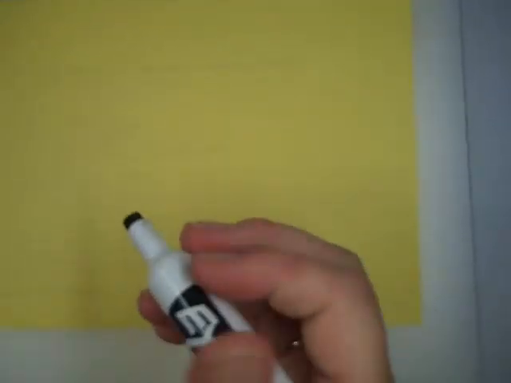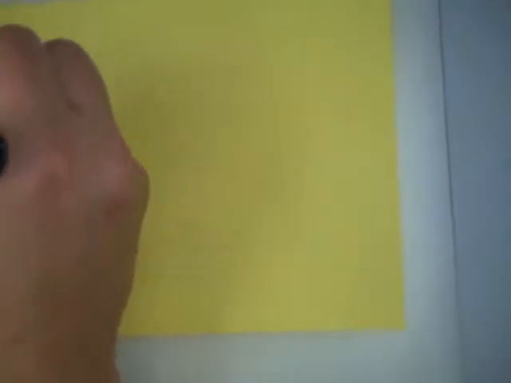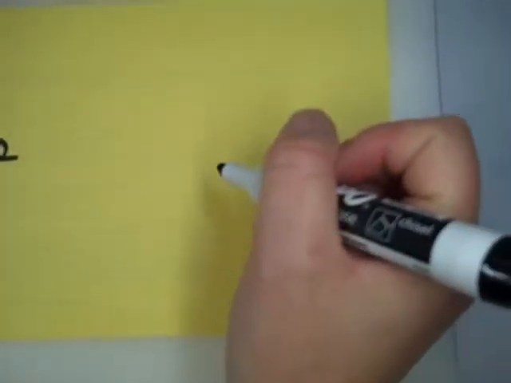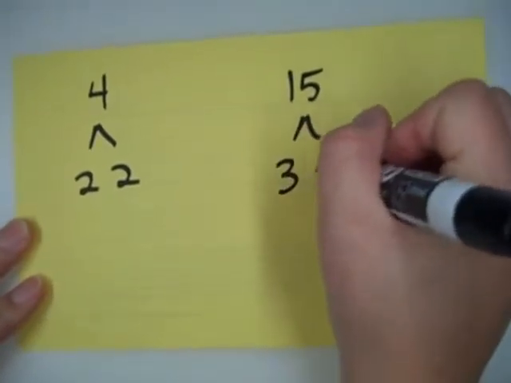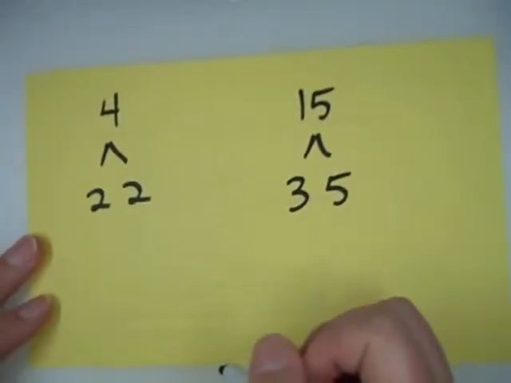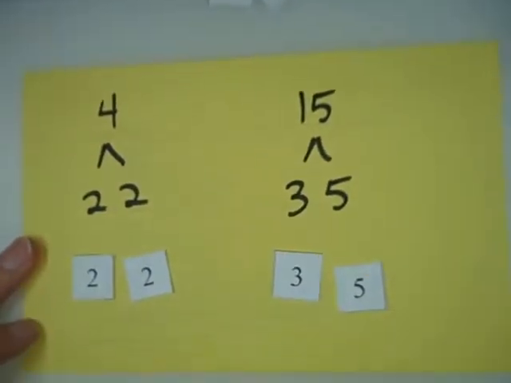Right. Okay, so we're looking at these same two numbers, 4 and 15. If we did a factor tree for 4, that would be 2 times 2, right? Factor tree for 15 would be 3 times 5. Yes? Okay, so if we look at the pieces that make those, it's 2, 2, 3, 5. Everybody okay so far?